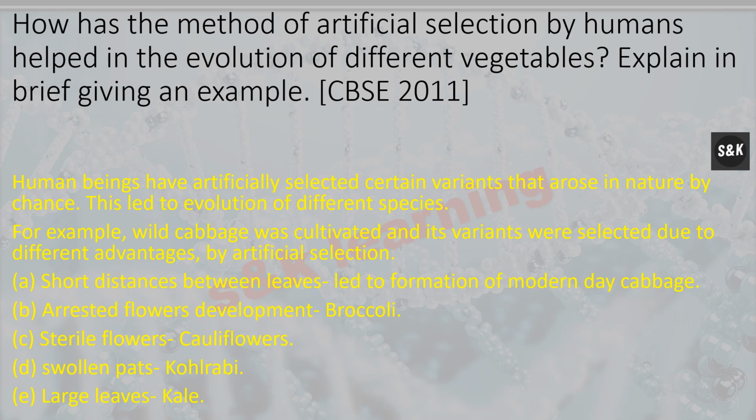By artificial selection, short distance between leaves led to formation of modern day cabbage, arrested flower development led to broccoli, sterile flowers to cauliflower, swollen parts to kohlrabi, and large leaves to kale.